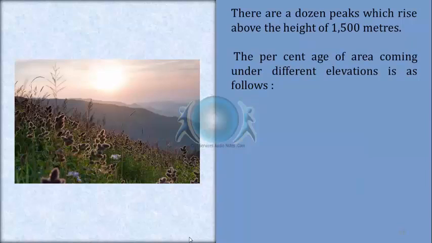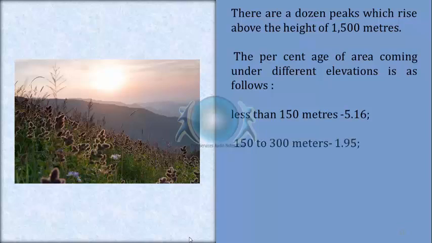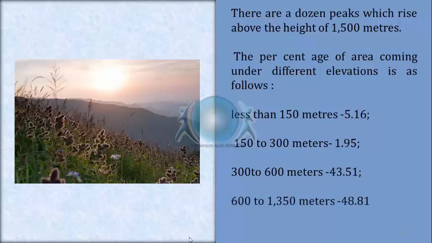The percentage of area coming under different elevations is as follows. Less than 150 meters comprises 5.16%. 150 to 300 meters comprises 1.95%. 300 to 600 meters comprises 43.51%. 600 to 1350 meters comprises 48.81%. And more than 1350 meters comprises 0.57%.